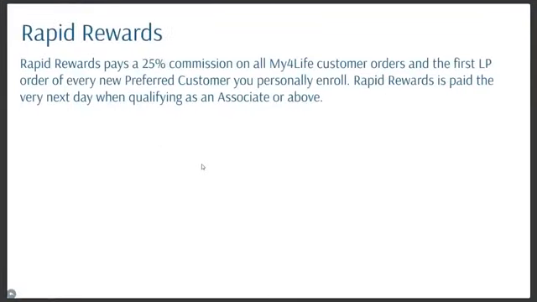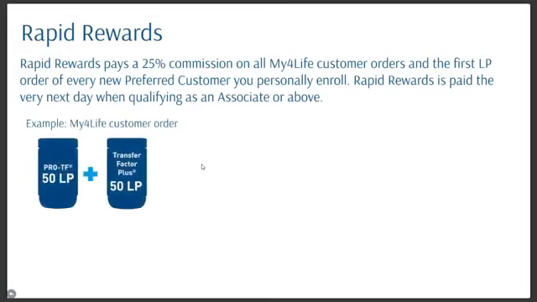Next, let's talk about Rapid Rewards. As we mentioned in the terminology section, Rapid Rewards pays a 25% commission on all your My4Life customer orders, legacy customer orders, and the very first LP order of every new preferred customer that you personally enroll. So Rapid Rewards is paid the very next day if you qualify as an Associate or above.